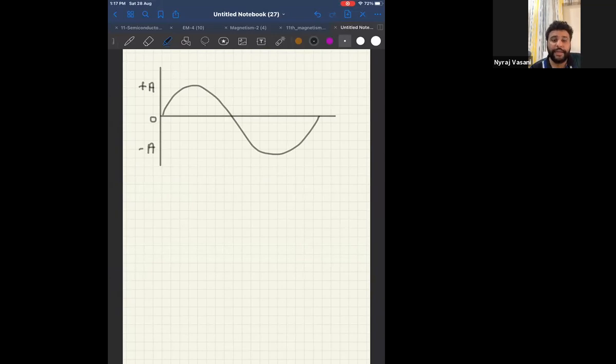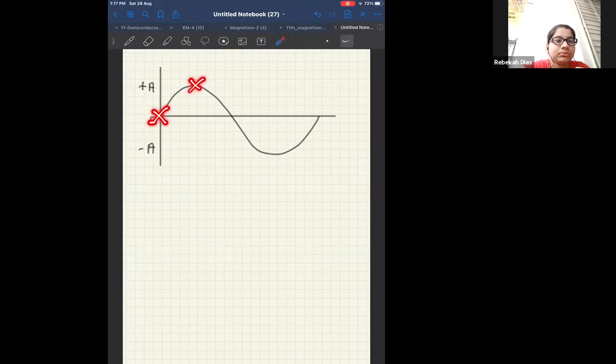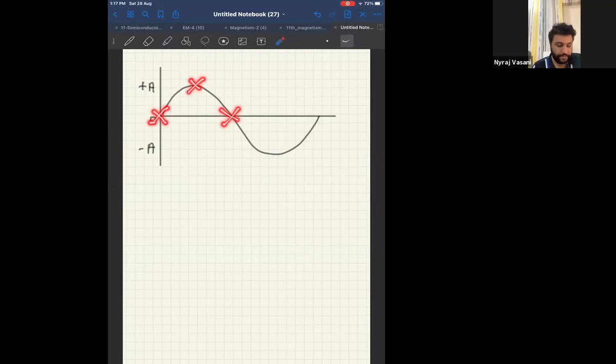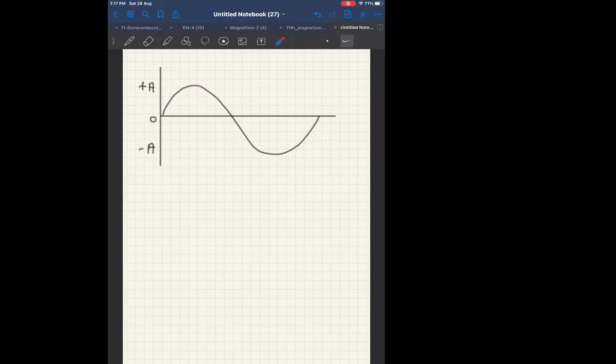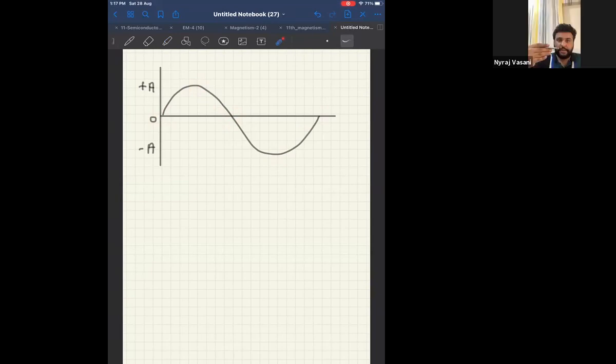Everyone has seen a graph like this in electromagnetic waves, when we were doing the transverse wave, correct? Now tell me, where does the wave start from? 0. Then plus A, 0, minus A, 0. And can I say this wave will continue? Therefore, can I say sine wave is a very good example of oscillatory motion? Sine wave is a very good example of oscillatory motion because it starts at one position, goes to one extreme, comes back to the position, goes to the other extreme. Clear?